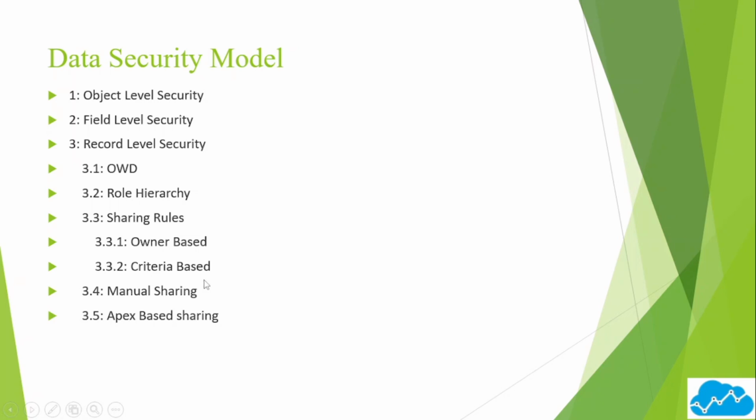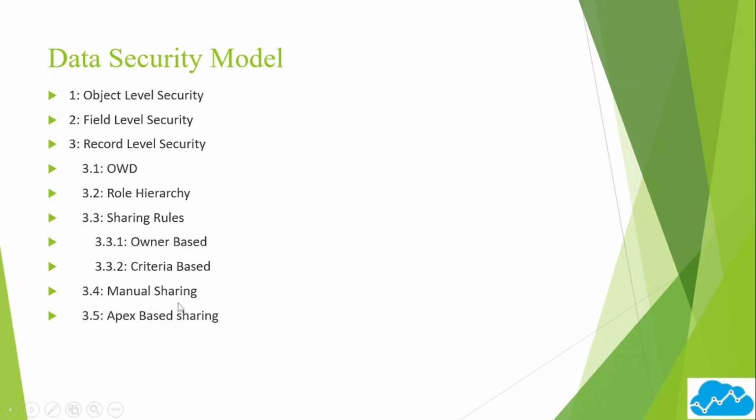And criteria based sharing is like, if all the leads from India are coming, then those leads are going to be taken care of by India's sales team. And suppose leads are coming from the USA, then those leads are going to be operated by the USA sales team people. So this is criteria based sharing.